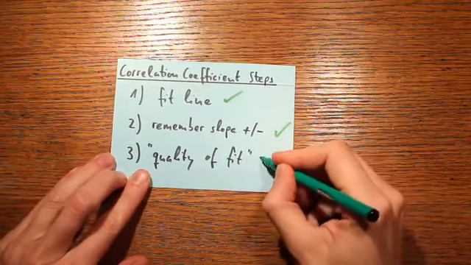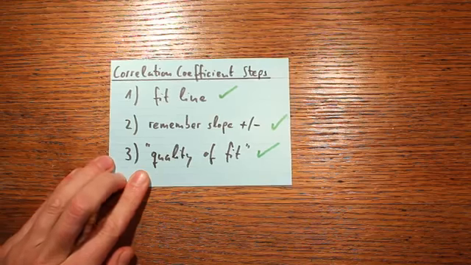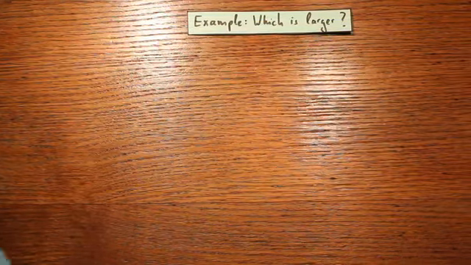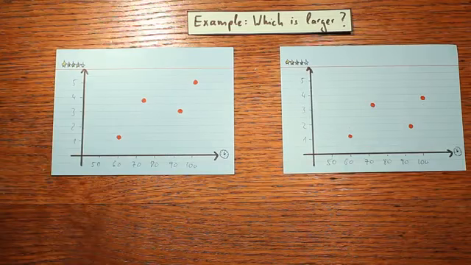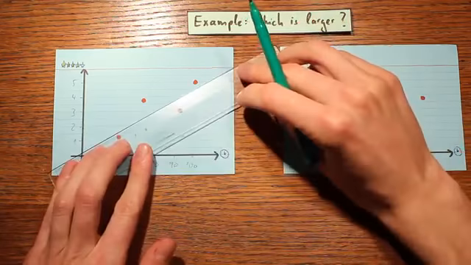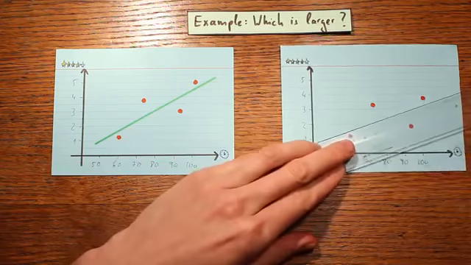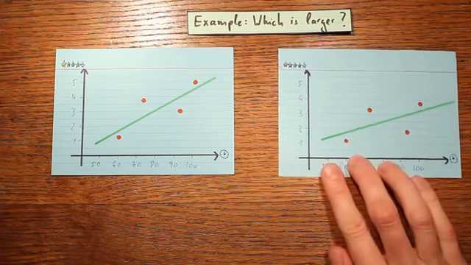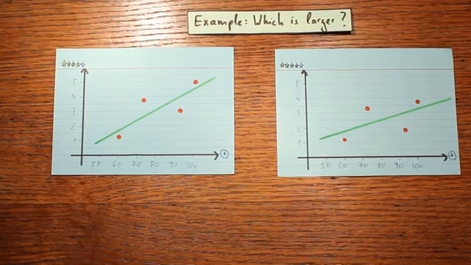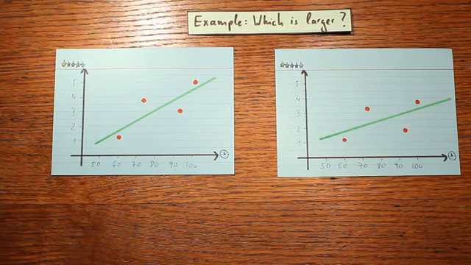So now we know the 3 steps of the correlation coefficient. Let's see how this can help us with an example. So here are 2 scatter plots, and the question is, which one has the larger correlation coefficient? So the first step is to fit the straight lines. So they go here and here. And then step 2 is to remember the slope of these lines. Well, they are both positive. So in this case we already know that both our correlation coefficients will be between 0 and 1.